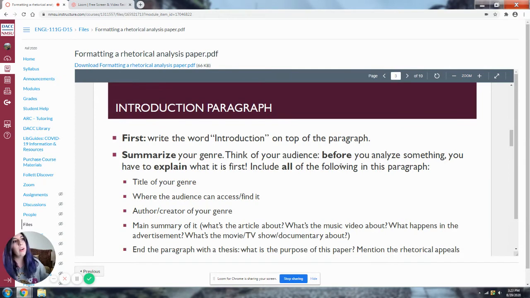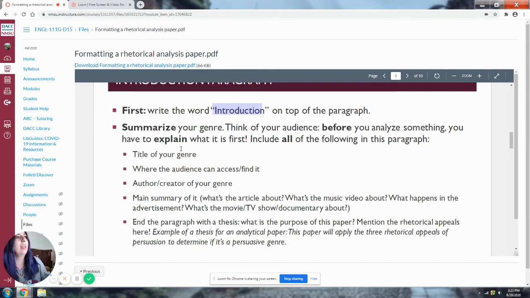For your introduction paragraph, first, if you are using section headings, I think it helps. The student samples that you're going to look at, the majority of them have section headings, so that'll make it a little clearer. Write the word introduction at the top of the paragraph. That lets the audience know this is the introduction paragraph. What should go in the introduction is all of this.